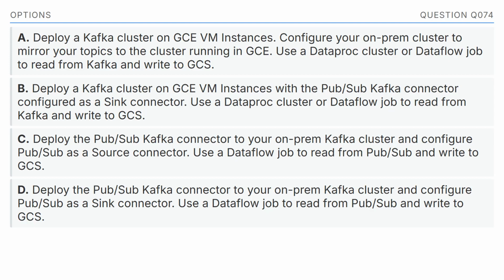Option C, deploy the Pub/Sub Kafka connector to your on-prem Kafka cluster and configure Pub/Sub as a source connector. Use a Dataflow job to read from Pub/Sub and write to GCS. Option D, deploy the Pub/Sub Kafka connector to your on-prem Kafka cluster and configure Pub/Sub as a sink connector. Use a Dataflow job to read from Pub/Sub and write to GCS.